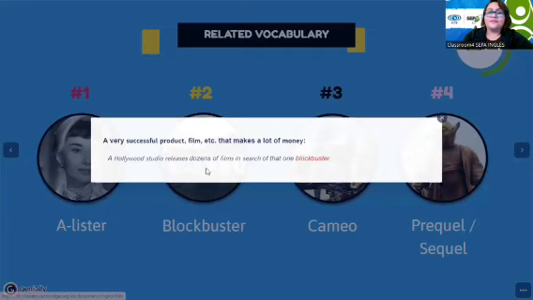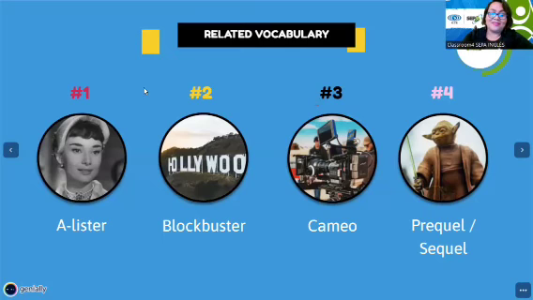Blockbuster: a very successful product, film, etc. that makes a lot of money. A Hollywood studio releases dozens of films in search of that one blockbuster. Interesting. Hollywood.